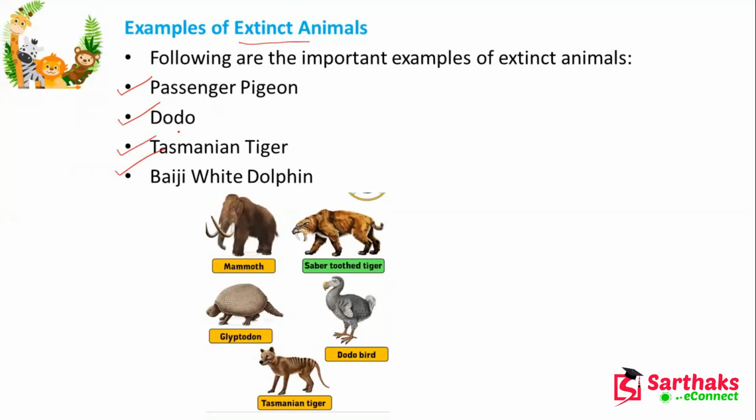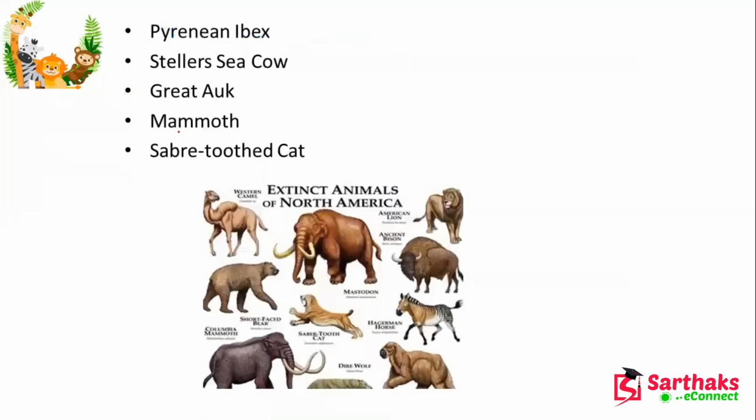They are now extinct. Also we have the Steller's sea cow, mammoth, great auk, saber-toothed cat, mastodon, ancient bison, American lion, and western camel. These are extinct animals. Whatever the reason, it is very true that we cannot see those animals now.